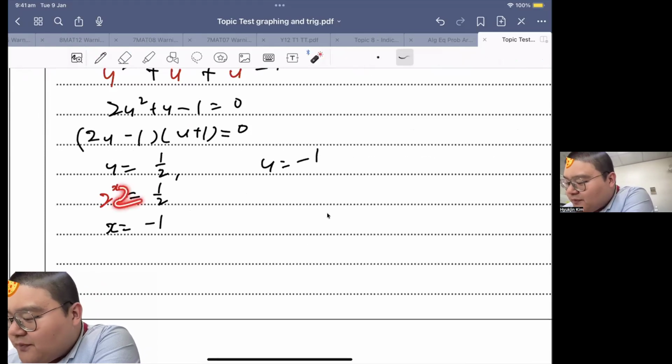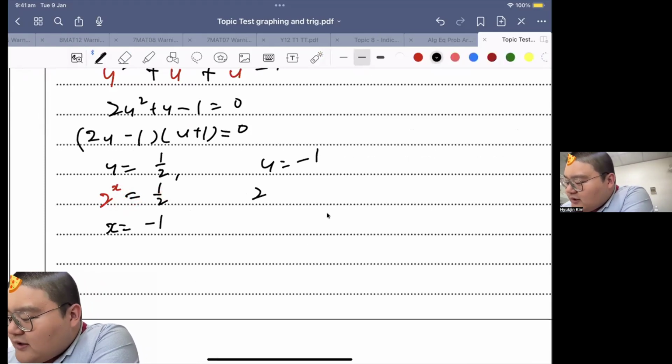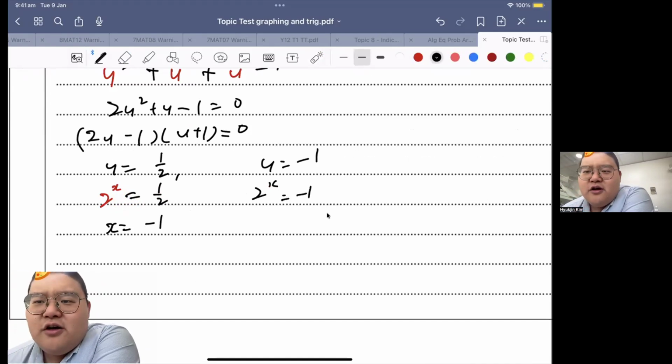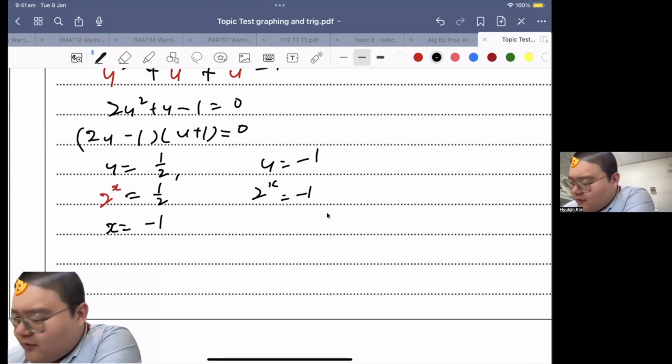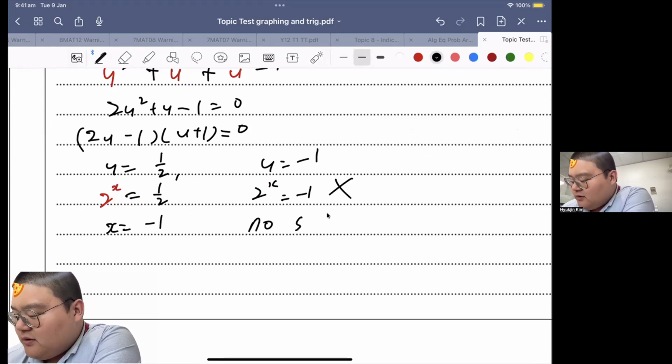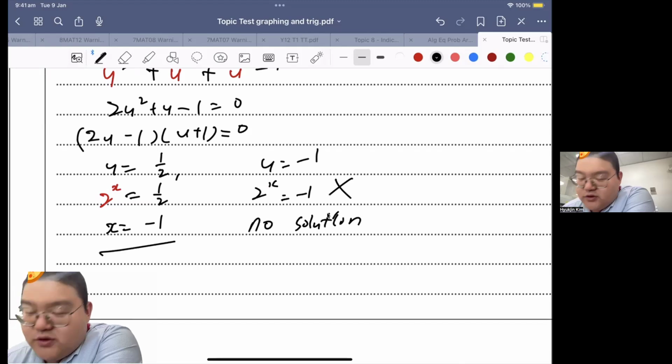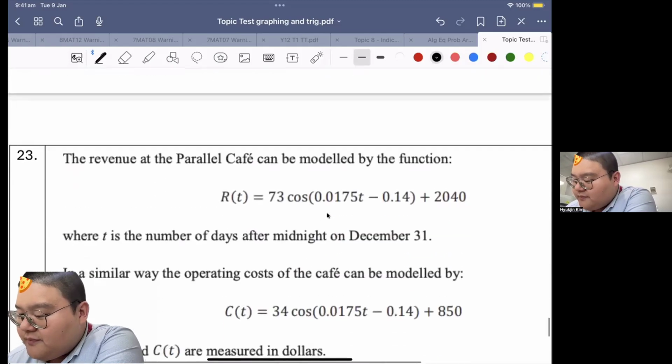Notice it's a reciprocal. And then you can say 2 to the x equals negative 1. 2 to the x is negative 1. How does that work? It doesn't. No solution. So there's only one solution here. We're done. We move on.